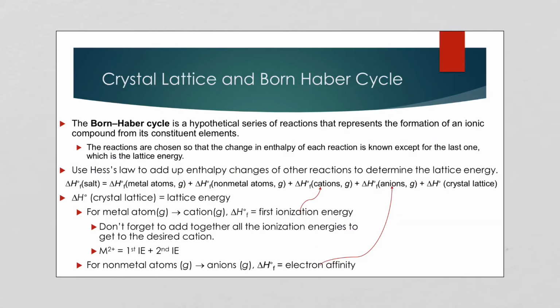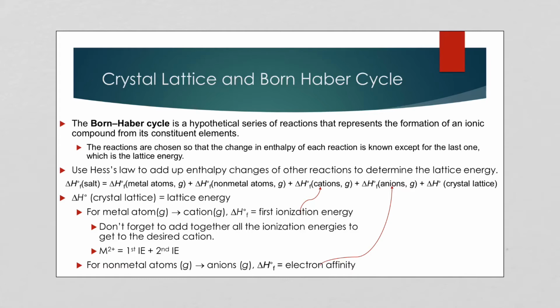Now, we use what's called a Born-Haber cycle, a hypothetical approach to looking at the process of going from individual elements into a crystal lattice. So it's what we call a hypothetical series of reactions. What we mean by that is that these are real reactions, meaning they could actually happen, but we don't necessarily think that the crystal structure actually forms by going through this stepwise process. But we can simulate it in this way.